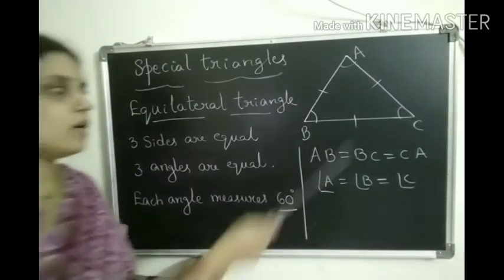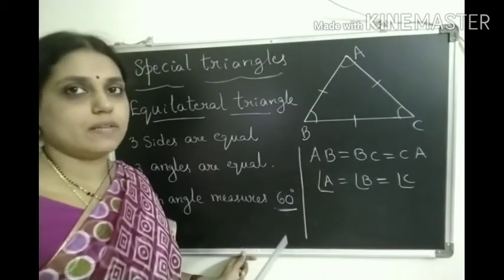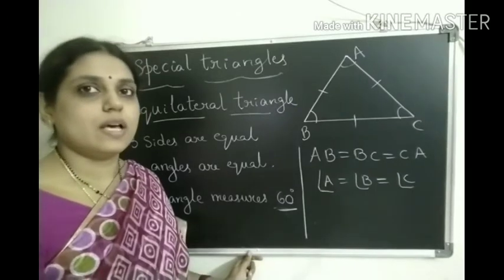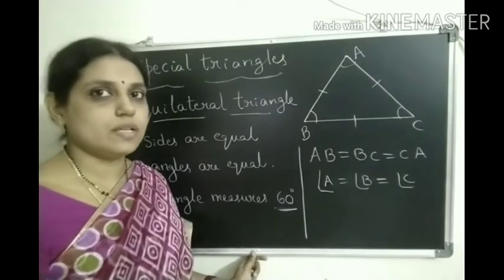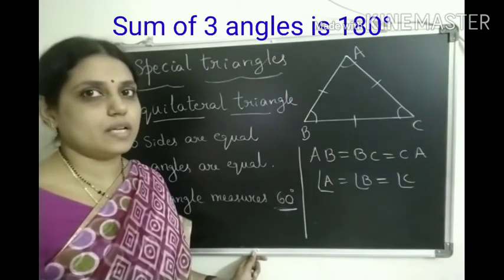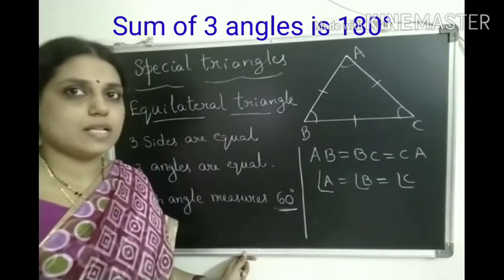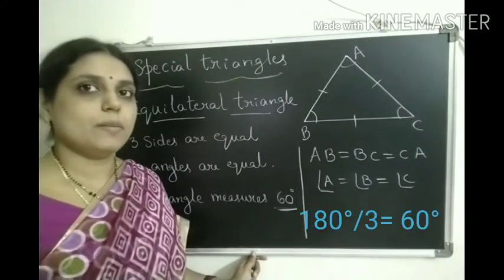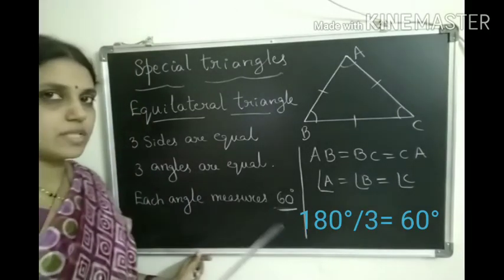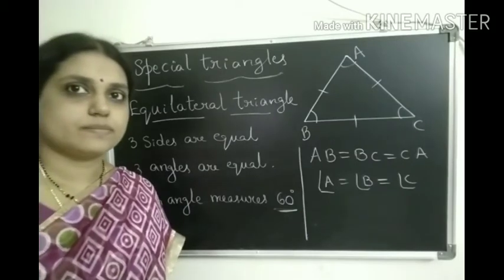So here, if all the three angles are equal, then what about each angle in an equilateral triangle? That must be 60 degrees. How is it? Using the angle sum property you can say that. In a triangle, the sum of the three angles is always 180 degrees. So here all the three angles are equal. So 180 by 3, that is 60 degrees. So each angle measures 60 degrees in an equilateral triangle.